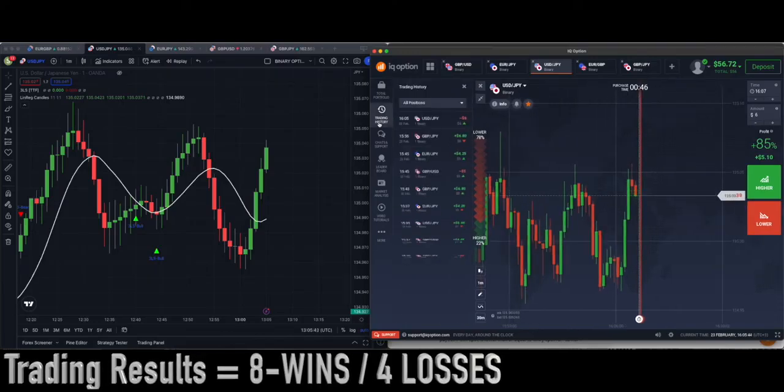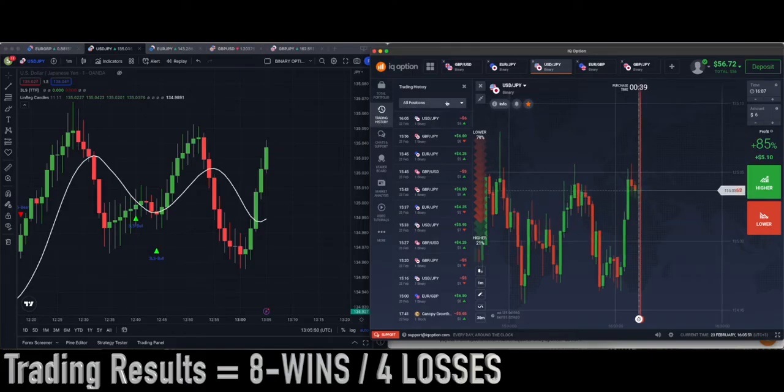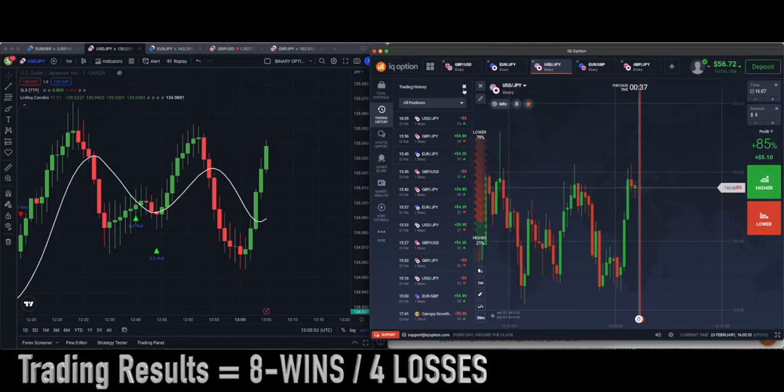Numbers don't lie. 12 trades so far, 8 wins, 4 losses, some due to silly mistakes. No Martingale, $26 profit since I started the trading session.